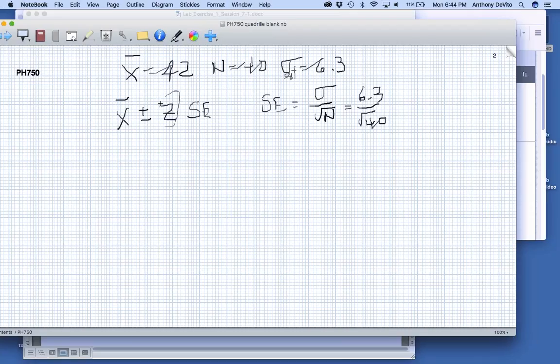Okay, so what am I going to use for Z? If I decided that my sample size was large, big sample size, what can I use for Z?